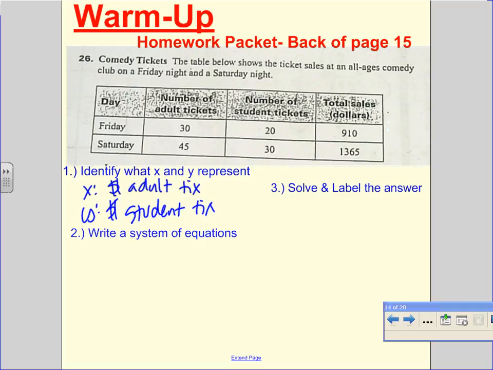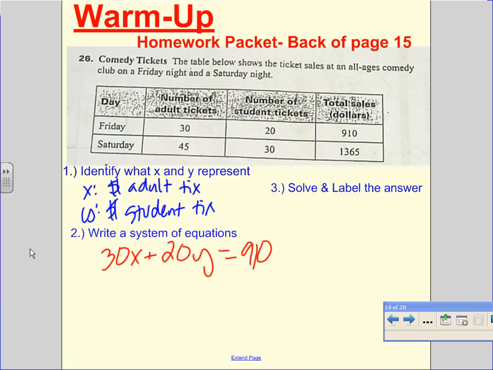Based on the table, what do you think one equation is going to be? Based on the table, what's one equation? It's actually easier than some of the ones we did yesterday. Andrew, what do you think one of them is? Good. So here's how he got this. 30x is right here, 20y is right here, 910 is the total.